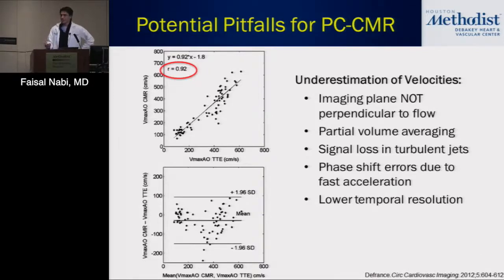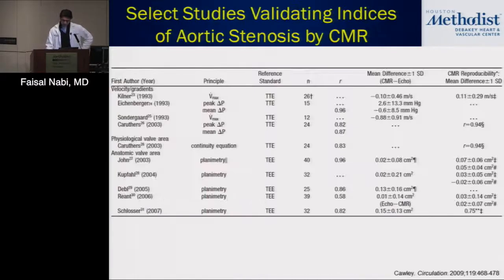You can have some partial volume averaging, because remember, there is a slice thickness to our plane that we prescribe. Turbulence can create a little bit of a mess because you get loss of signal. And the technique that's used for phase contrast can have a slightly lower temporal resolution. So a lot of our weight in our report is on that planimetered valve area, and we're a little more cautious with the peak velocities.